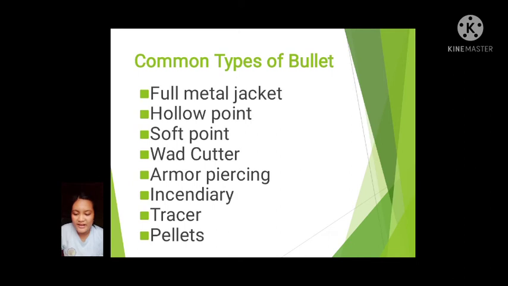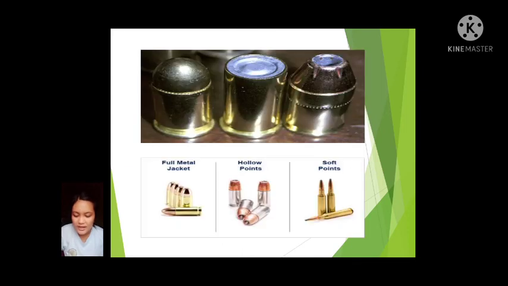Now, we have here the different common types of bullet. The following are the full metal jacket, we have hollow point, soft point, and we have wad cutter, armor piercing, incendiary, tracer, and we have also the pellets. Ang isang full metal jacket bullet, it consists hardened metal, kumbaga walang exposed na area na kung saan malambot, sa labas lang kumbaga ang matigas.